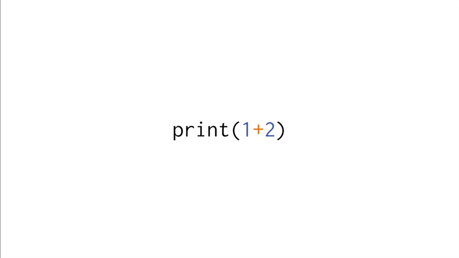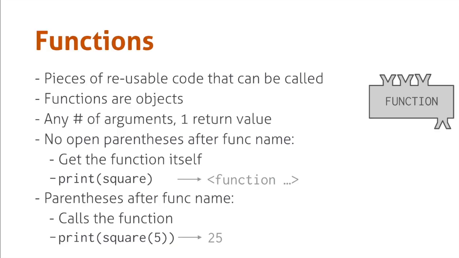One important function that's discussed in the next video is the print function, which logs output to the console. So functions are pieces of reusable code that we can call. They take in any number of arguments, but always have exactly one return value. When we call a function, then that's like running that piece of reusable code, and the value of that function call is the return value, or whatever gets spit out by the function after it runs.